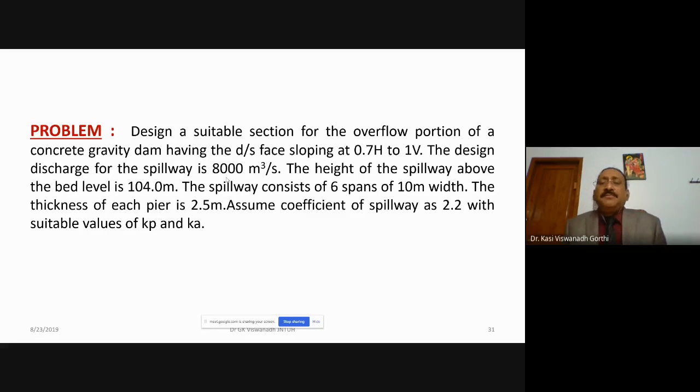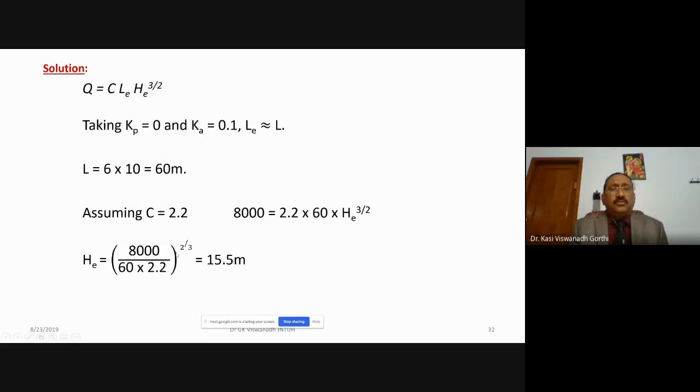The height of the spillway above the bed level is 104 meters. The spillway consists of 6 spans of 10 meters width. The thickness of each pier is 2.5 meters. Assume the coefficient of the spillway as 2.2, with suitable values for Kp and Ka. Assume the values of Kp and Ka suitably, and the coefficient of the spillway is given to be 2.2. Okay, so the discharge equation is Q = C Le He^(3/2).